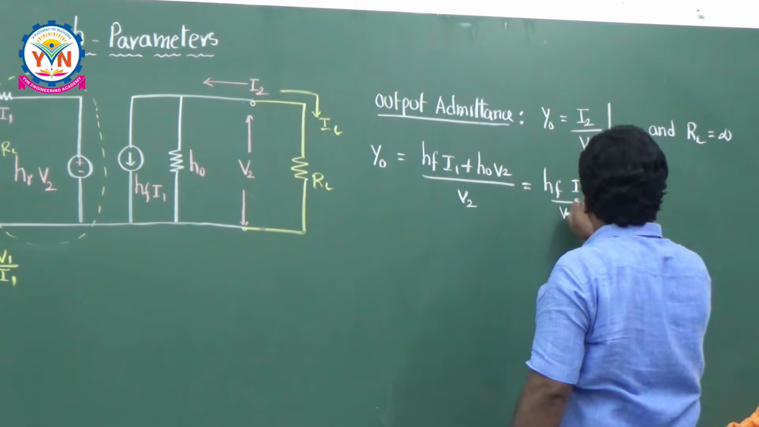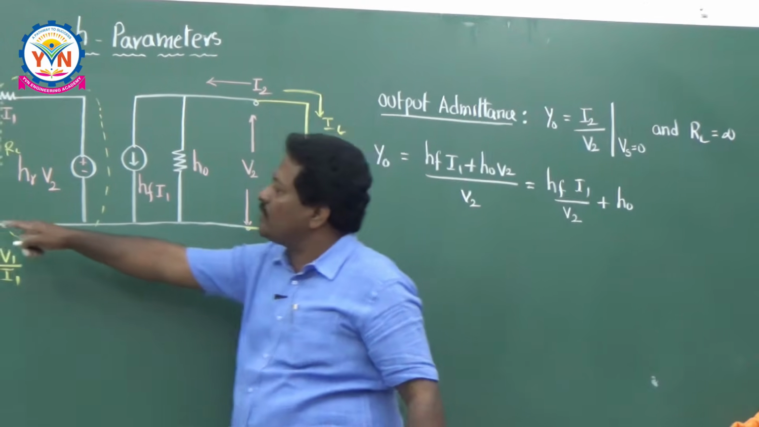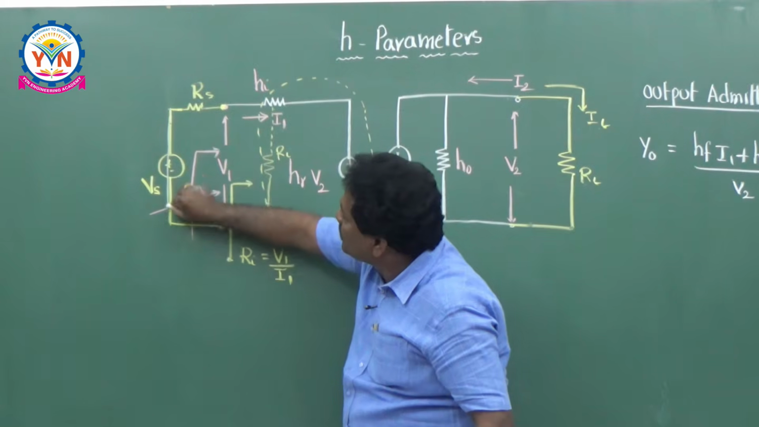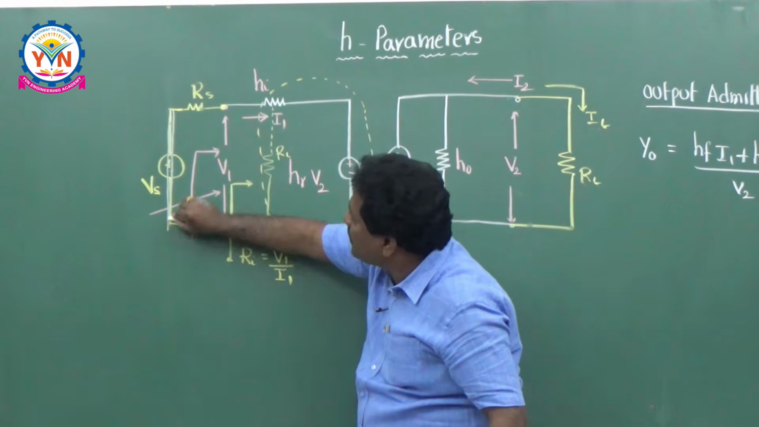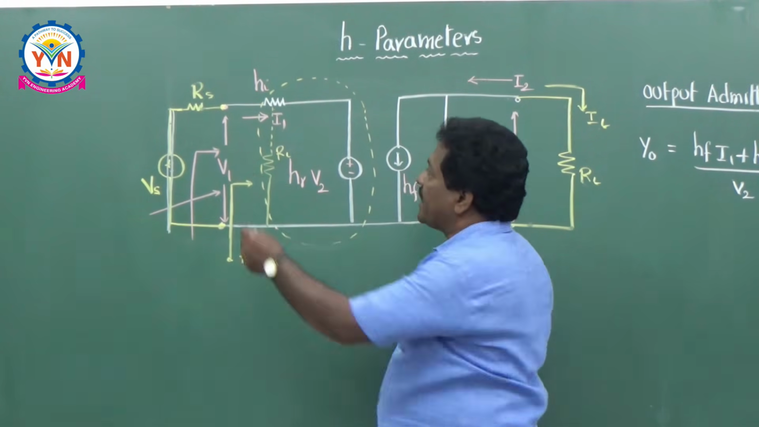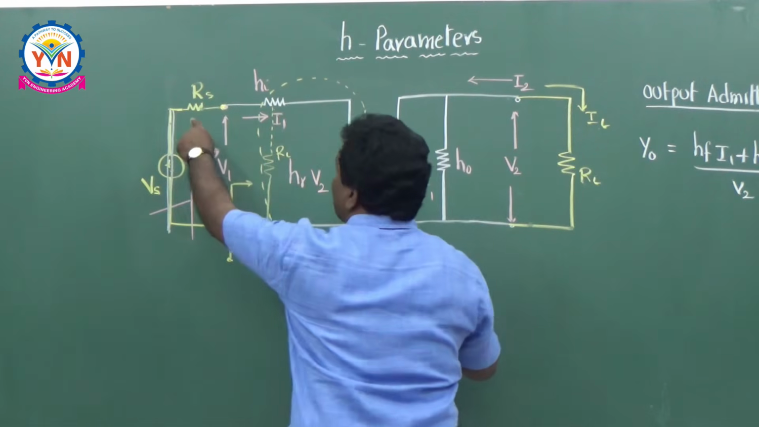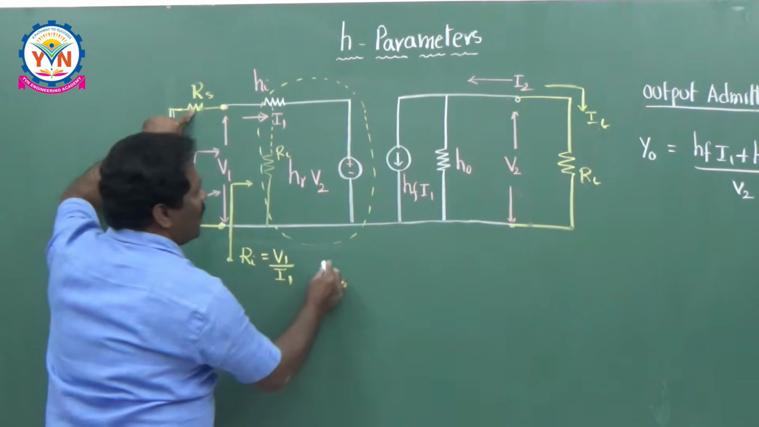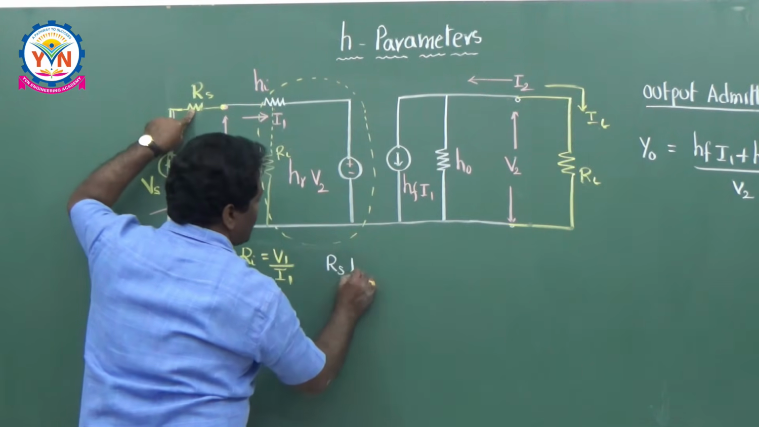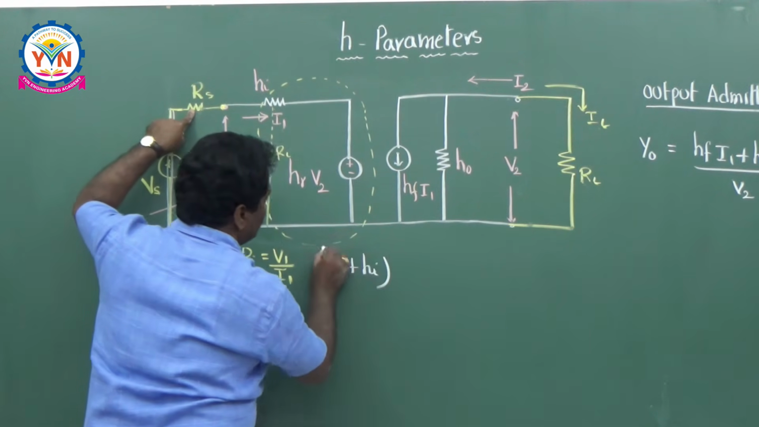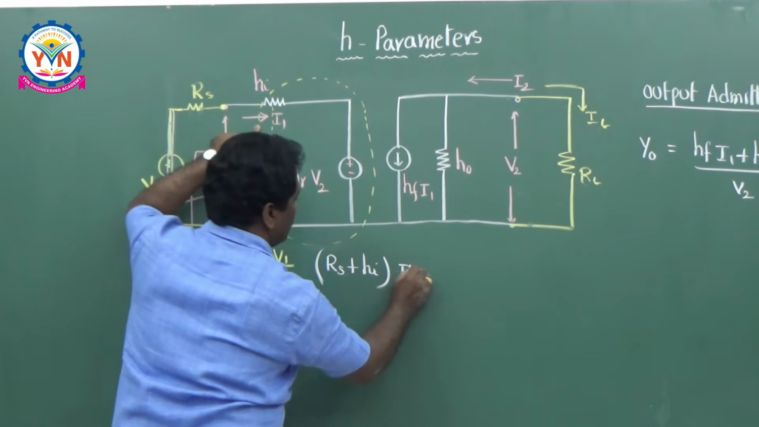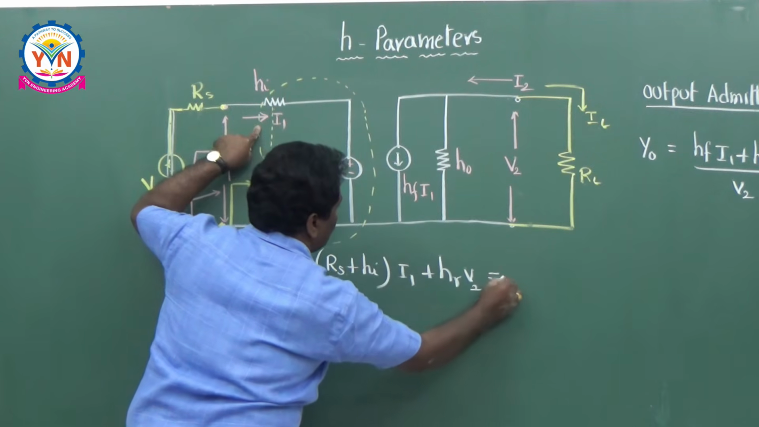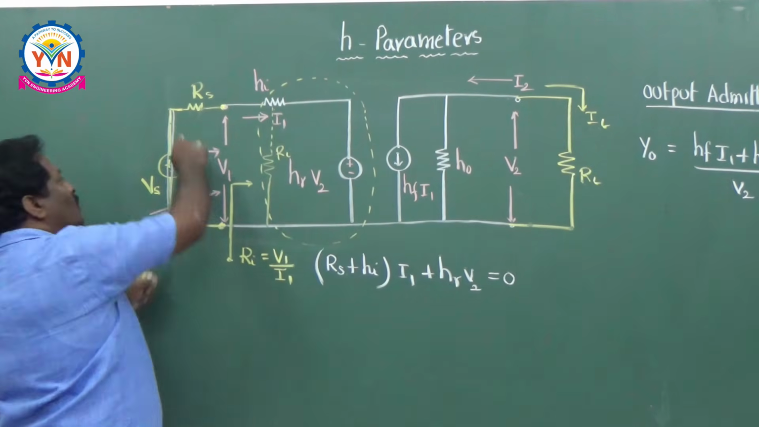Input current you have to calculate whenever the source is equal to 0. Whenever the source is equal to 0, that means the source is not present, and if you are short circuiting like this, no source is present, then write down the KVL for this. The KVL you write here is RS plus HI into I1 plus HR times V2 is equal to 0. This is the KVL. No source is present.